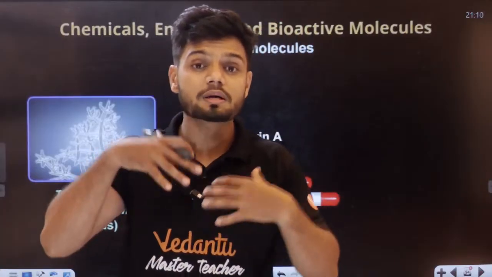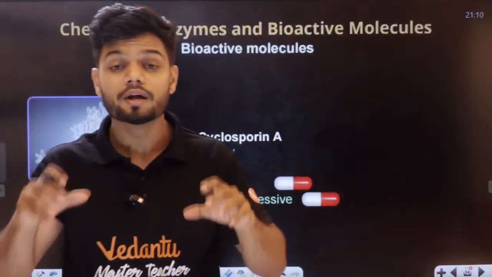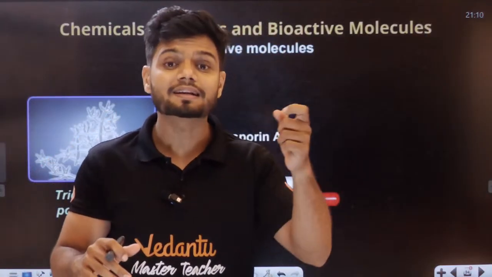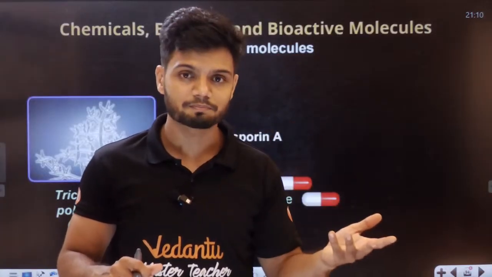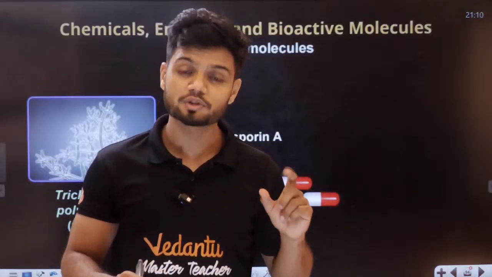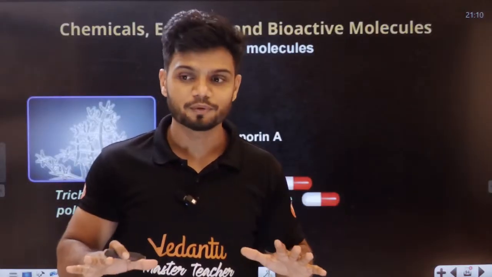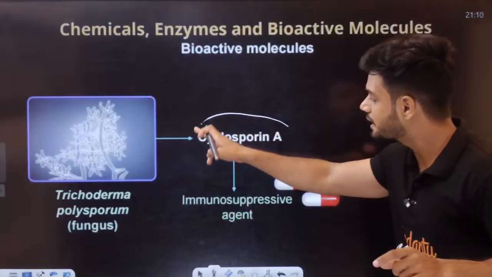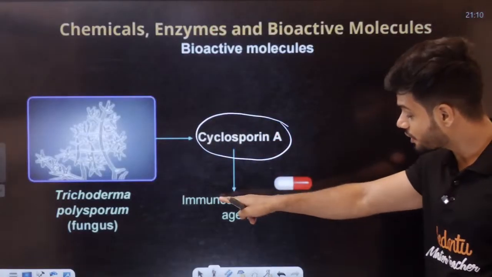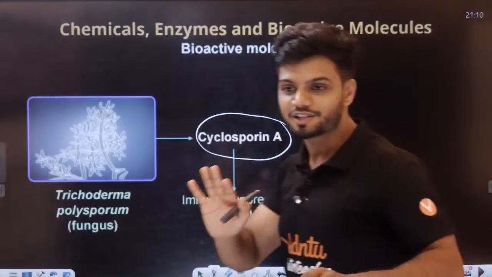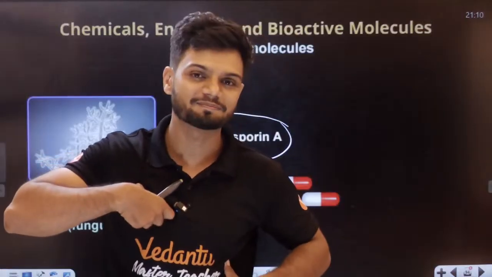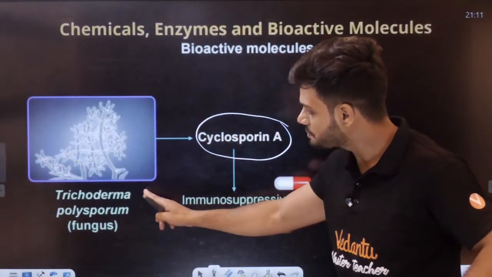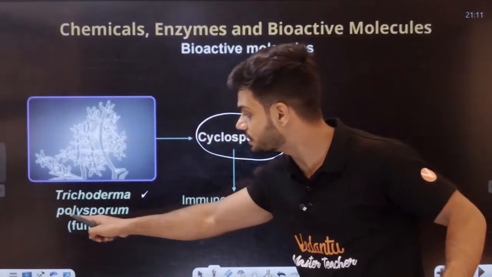So I have to suppress my immunity, that is, to prevent graft rejection. Now to make sure graft rejection doesn't happen, we suppress our immunity. To suppress our immunity, we take something called cyclosporin A. Cyclosporin A is an immunosuppressive agent. To make sure I get my sister's kidney, I will take cyclosporin A. Okay, and this cyclosporin A is obtained from Trichoderma polysporum, which is a fungus.